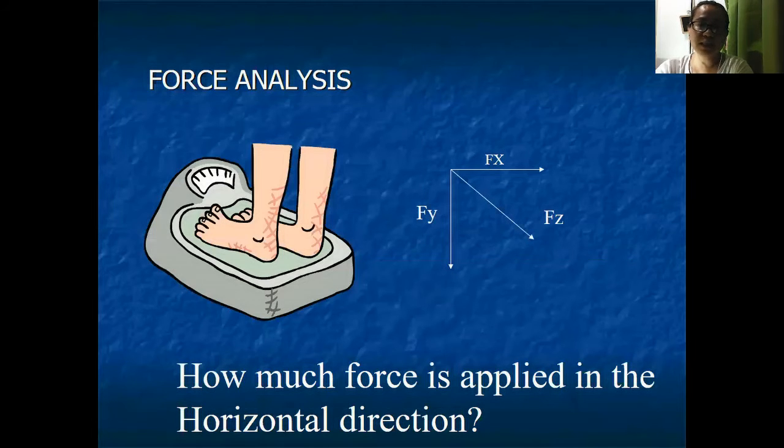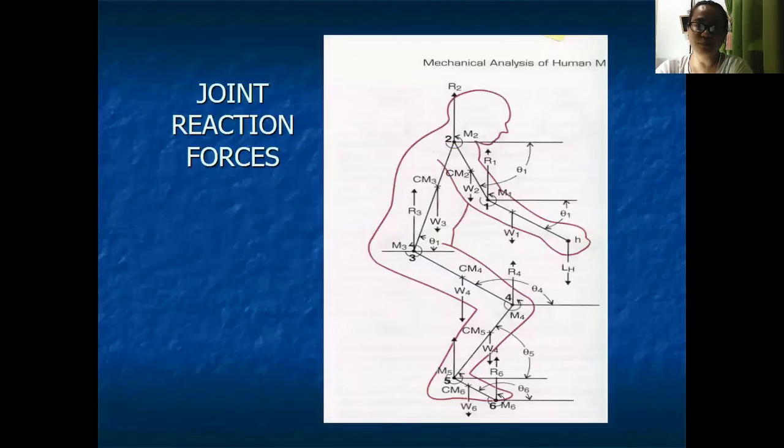So force analysis: how much force is being applied in the horizontal direction, Fx, Fy, Fz. These are the angular analysis of the movement. Next, these are much more complicated mechanical analyses of human movement. These are joint reaction forces, or forces that are being used. So this is how you're going to analyze a certain movement.